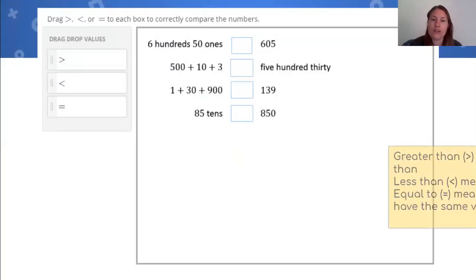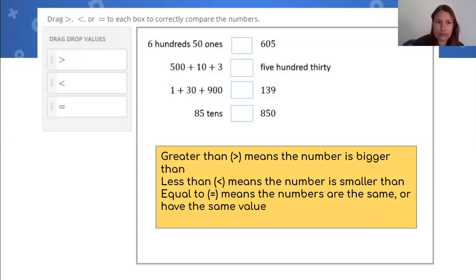Okay, here's my helpful tip for you. You are using the greater than, less than, or equal to symbols for these. Greater than means that the number is bigger. Less than means that the number is smaller. And of course, equal to means that the numbers are the same.